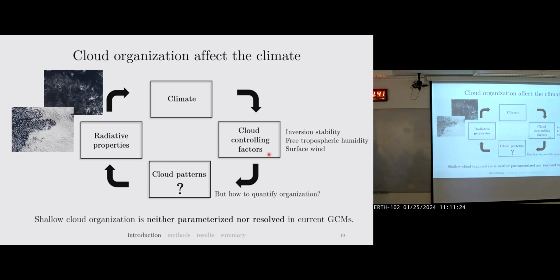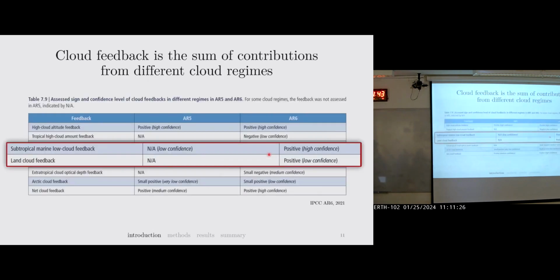So we cannot even start to think about how to answer the type of questions that arise from this feedback loop. Going back to this table from before, now we know the subtropical marine low cloud feedbacks are mostly the marine trade cumulus and the marine stratocumulus clouds. And this was a huge gap in our understanding that, from the former IPCC until the latest IPCC a couple of years ago, we managed, as a community, to close a little bit.